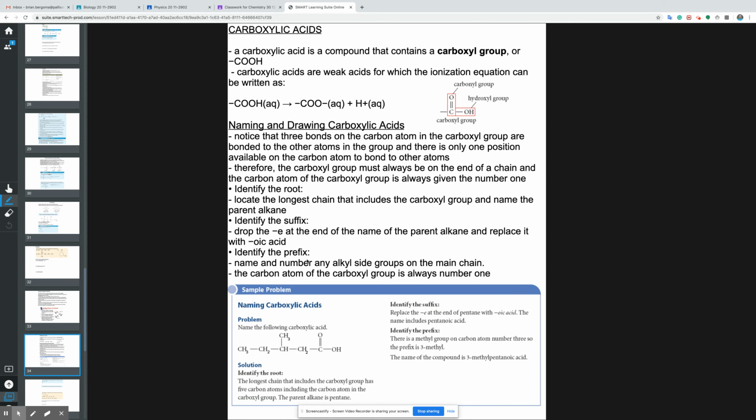Okay, and then prefix, so any alkyl groups, or branches that come off, we just number them like we always have. And so the example here, we have a carbon, this is our carbon number 1. So we always find that first, and then it's 1, 2, 3, 4, 5. So we have a 5 carbon chain. So it's going to be pentanoic acid. And then coming off the 3rd carbon is our methyl group. So we get 3 methyl pentanoic acid.